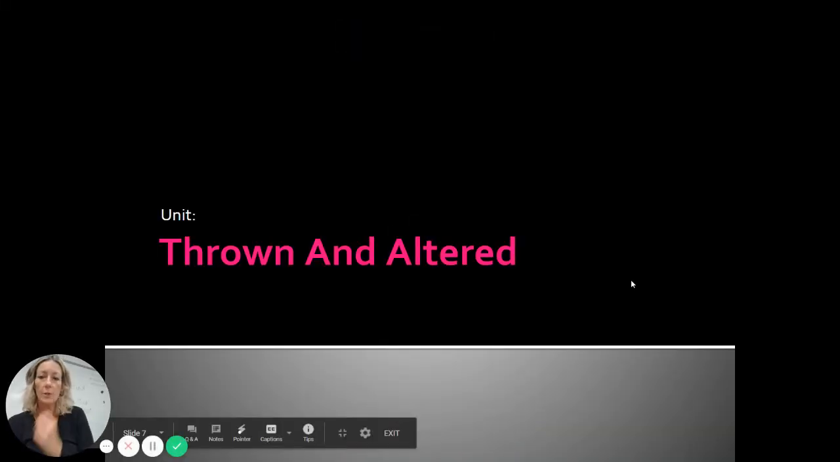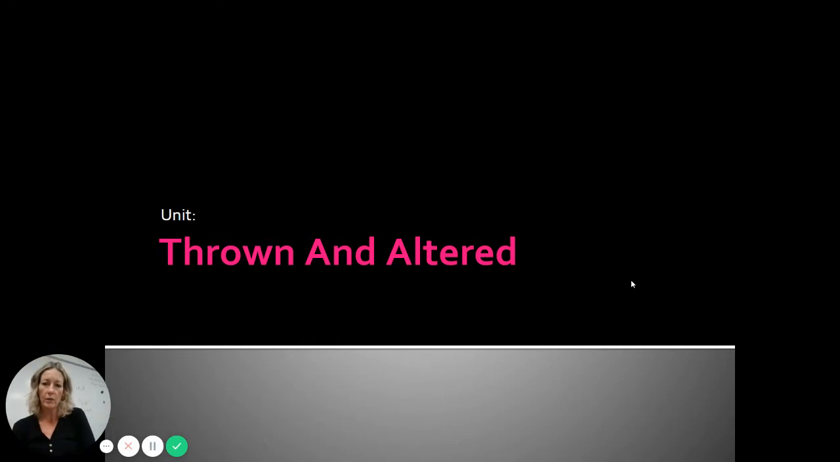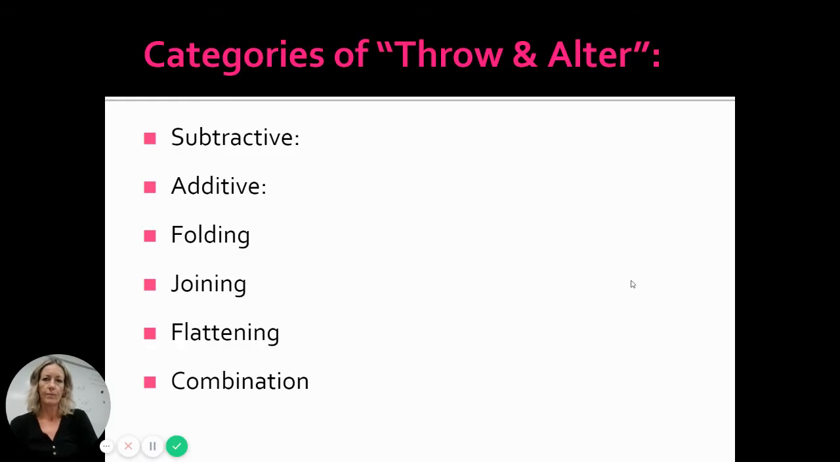Okay, advanced ceramics students, we're going to move into our next unit called Thrown and Altered. To talk about throw and alter, we're going to divide it into different categories. These categories are basically techniques that all fall under the umbrella technique of throw and alter. We're going to talk about how to be subtractive, additive, folding, joining, flattening, and a combination technique.